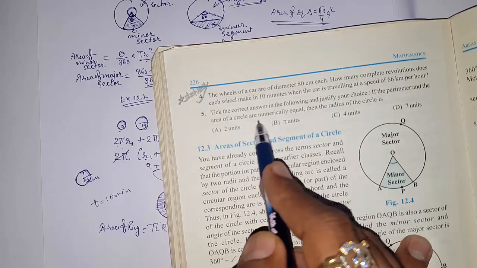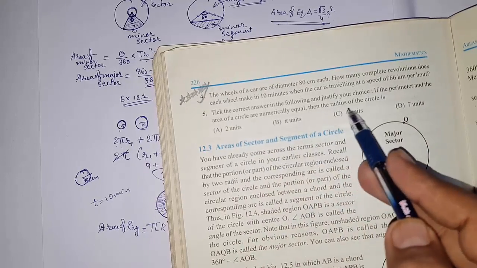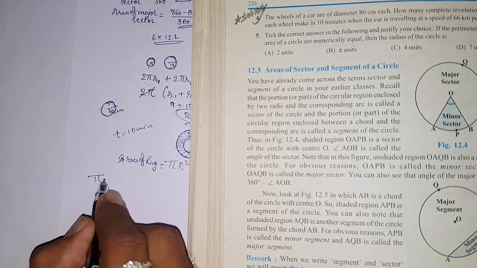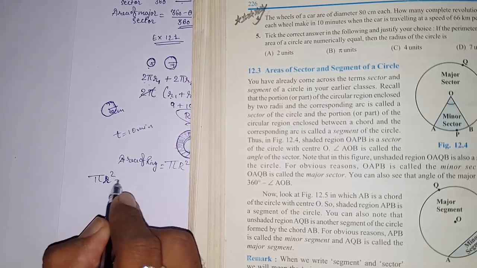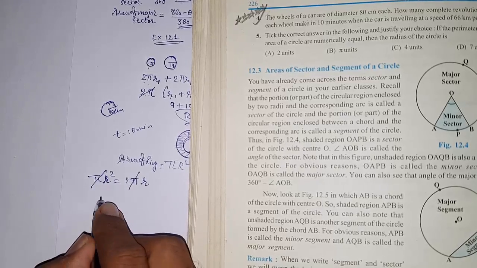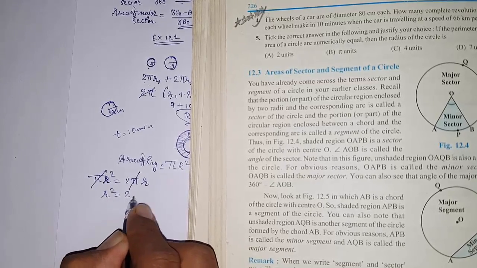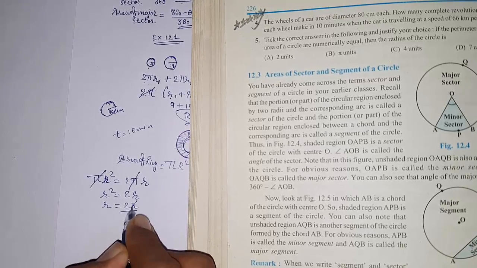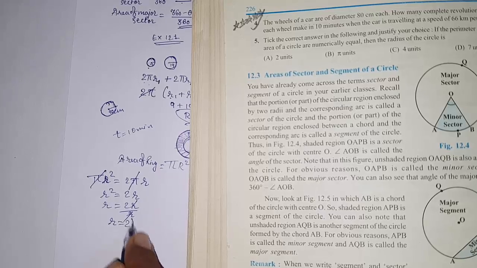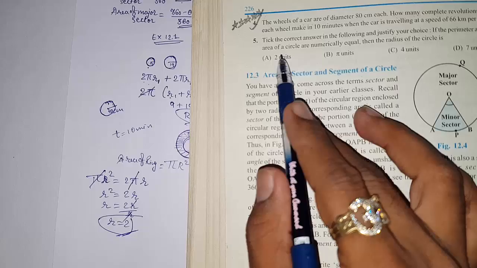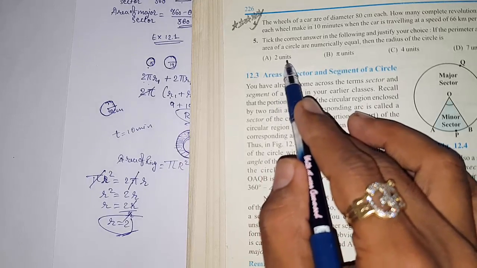If the perimeter and the area of a circle are numerically equal, then the radius of the circle is? They said that area and perimeter are equal, so directly you can say pi R square is equal to 2 pi R. You can cancel pi. Now R square is equal to 2R. Take R in the denominator, 2R upon R will also get cancelled. R equals 2. So the radius of the circle will be 2 units. So this way you can solve this sum.